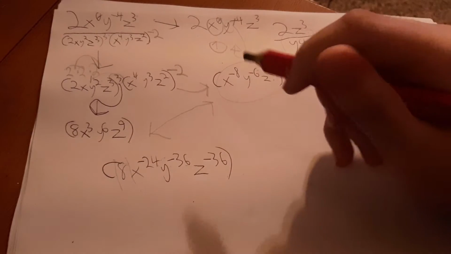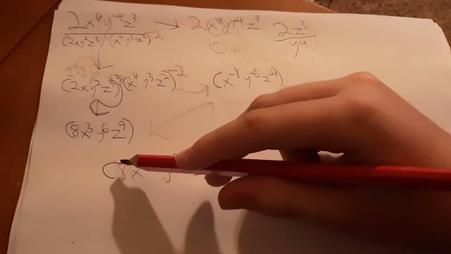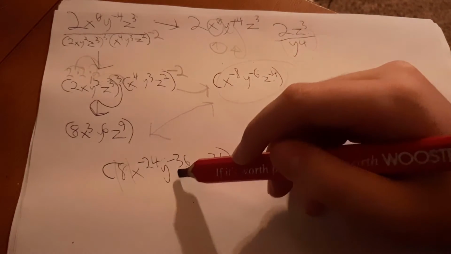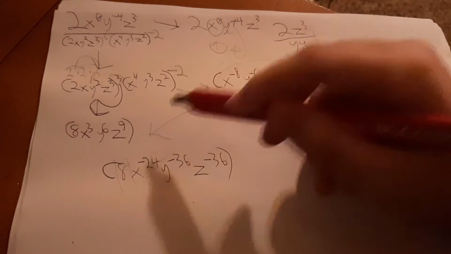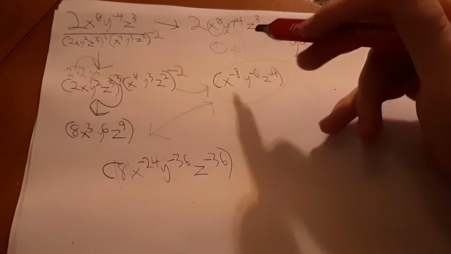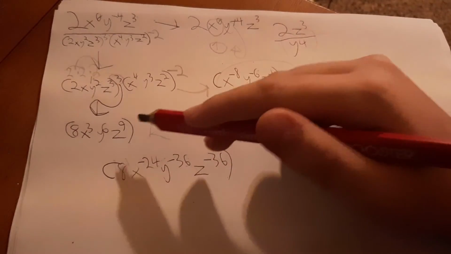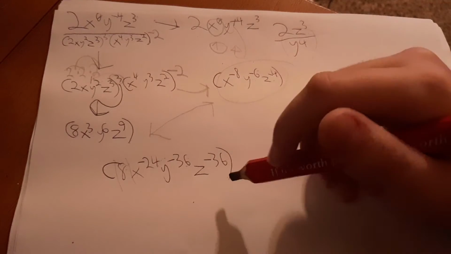And there we go. Now, for our bottom equation, we have 8x to the negative 24th, y to the negative 36, because 6 times 6 is 36, and there's a negative, and z to the negative 36, because 4 times 9 is 36, and there's a negative.